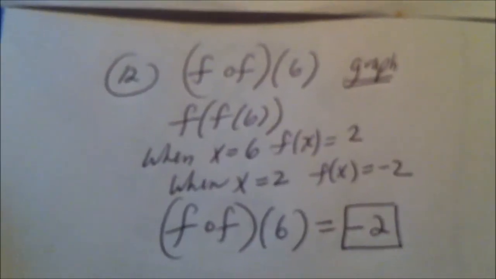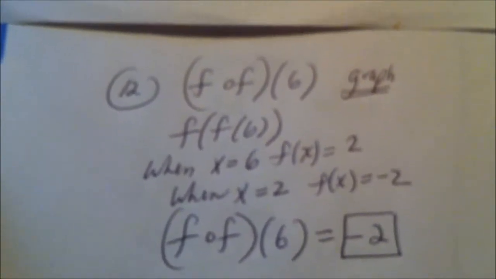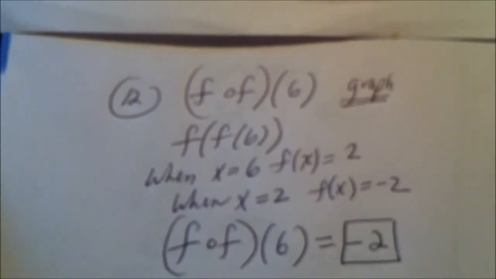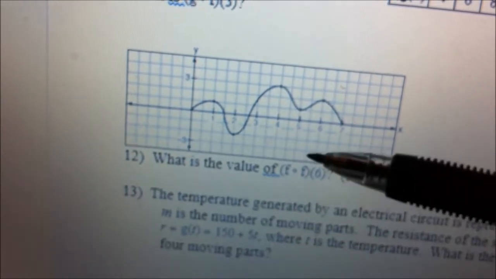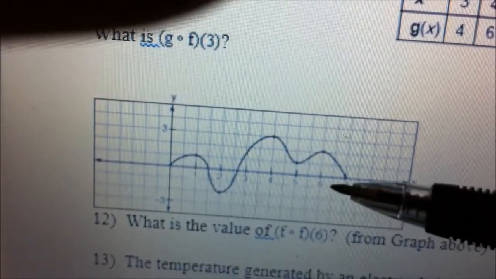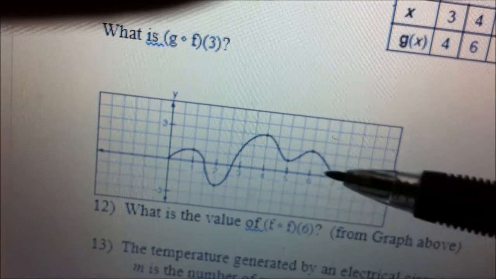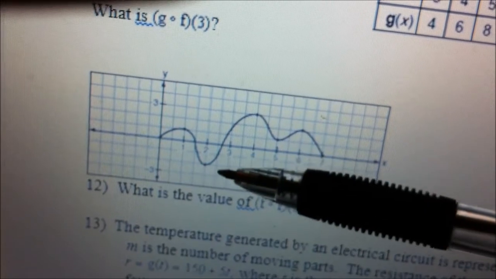With number 12 on topic 1, I thought this was interesting. I picked this because you're doing a composition, not only graphically, but you're doing it on the same graph on top of itself. Out came a -2 out of that composition. So let's take a look at the graph here. This is the graph of f of x, and you want to find where x is 6 first, which is right here. And you can see out comes a 2. Then they want you to go right back into f with the 2, and out's going to come a -2.